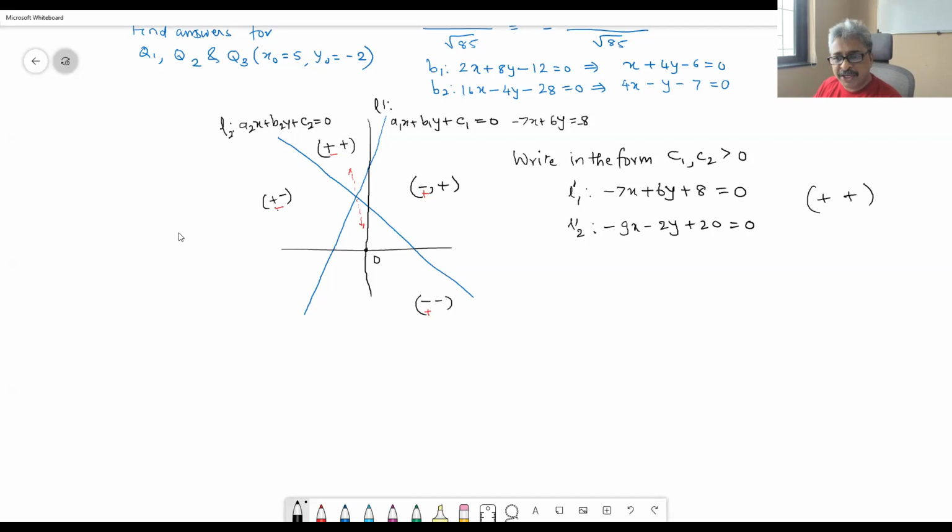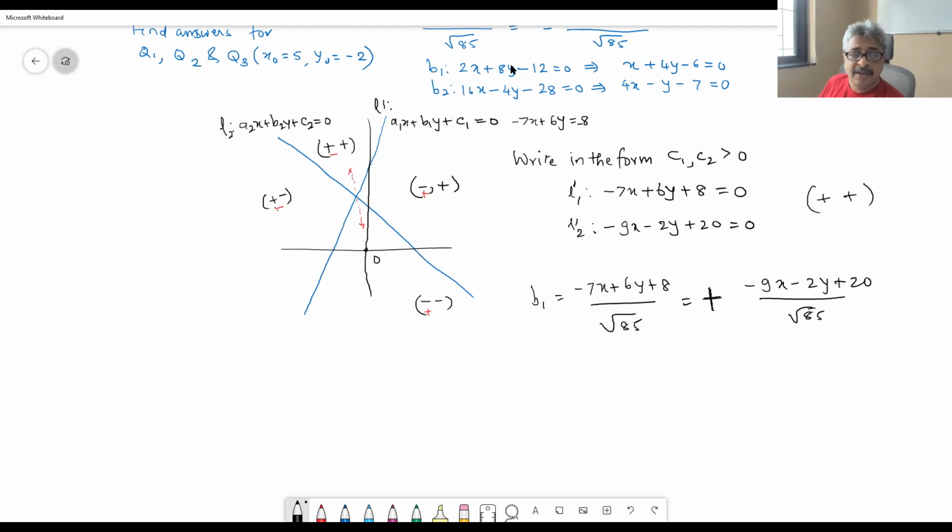Up to this point, I hope it is very easy. And therefore, if we write down these two equations like this, then what will happen? The bisector equation will be minus 7x plus 6y plus 8 divided by root 85 is equal to plus or minus 9x minus 2y plus 20 upon root 85. So as a thumb rule, it was said that you select the positive sign here if you want to look for the bisector passing through the quadrant containing the origin.